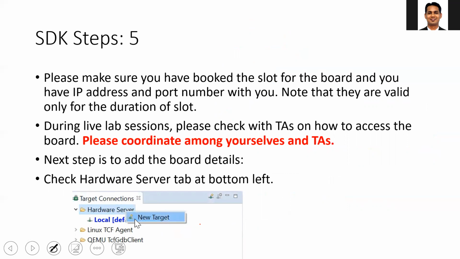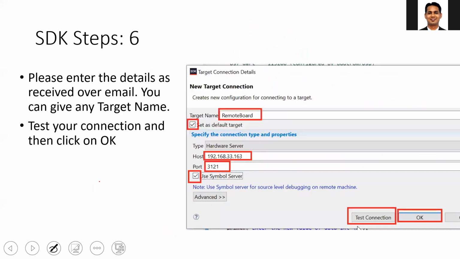If you want to use the remote board, make sure you go to the target connection, which is there on the bottom left position. Click on the new target, and in this new target, you can give any name you want so that you remember that this corresponds to my remote access. Set it as default. Then, over the email, you have got the IP address and the port number. Use that first. Then click on the test connection. Make sure that the test connection is successful, and then click on OK.